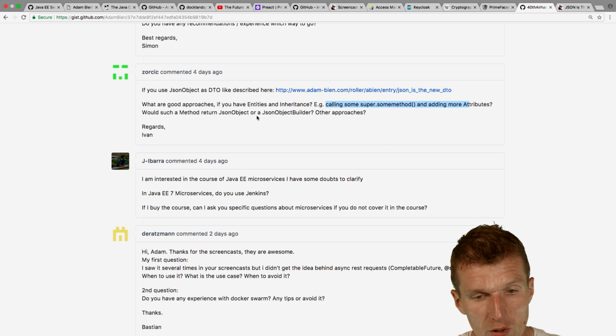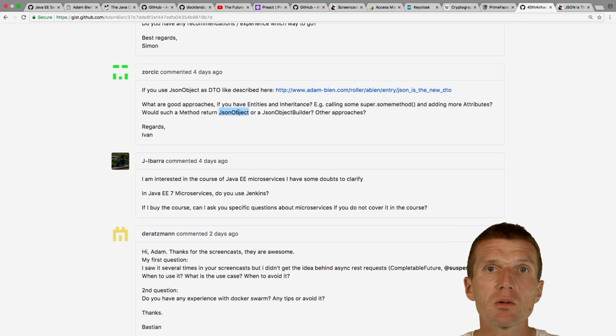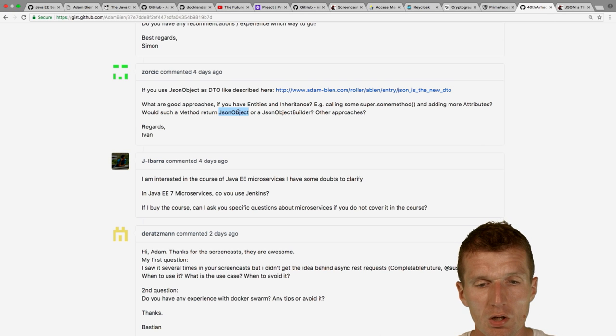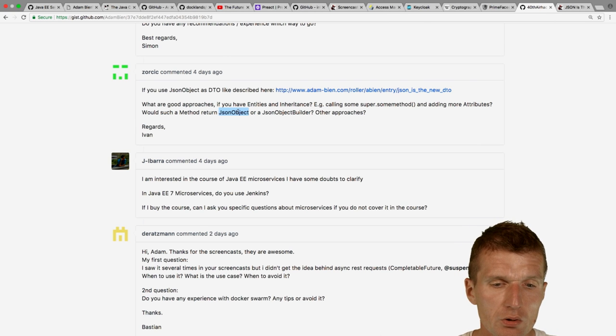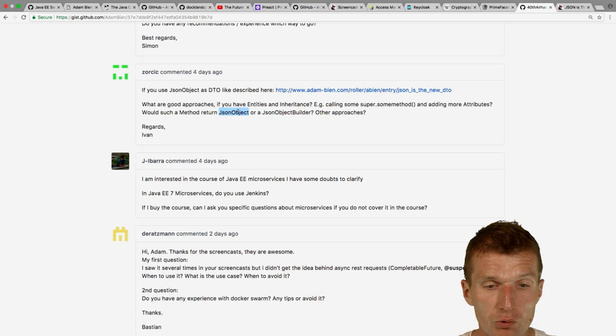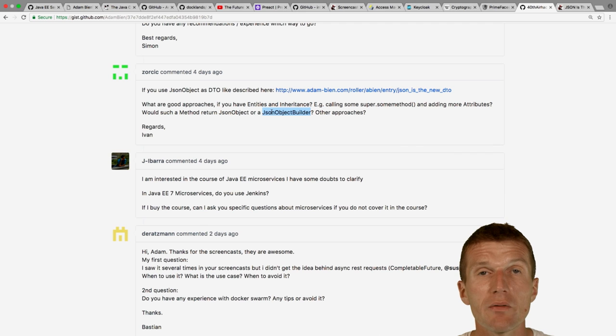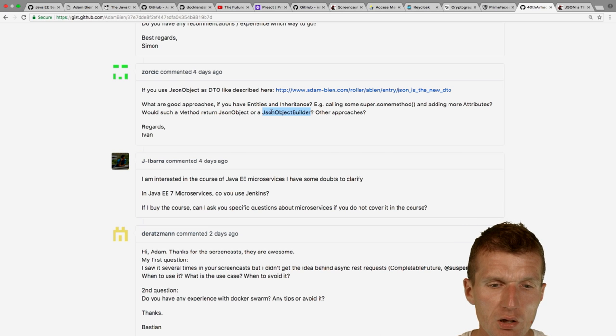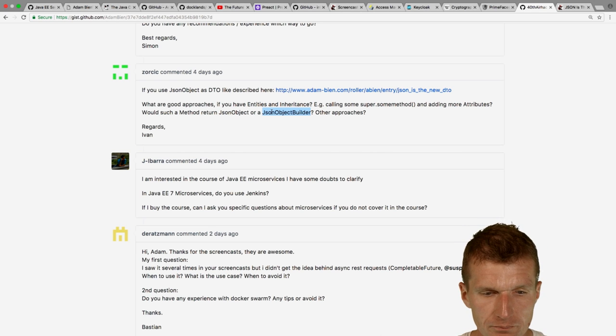The problem, of course, is that if you have a JSON object, it is a little bit hard because it's immutable. So you cannot just add new attributes to it. You will have to copy to another JSON object, which is what I also did in the past. It's going to be better in Java 8, so it is easier to extend a JSON object. In this particular case, you can of course use JSON object builder. So instead of returning a JSON object, you can return a JSON object builder, and then the JAX-RS resource will only have to invoke .build. So if you have an inheritance hierarchy, just use JSON object builder. Good idea.